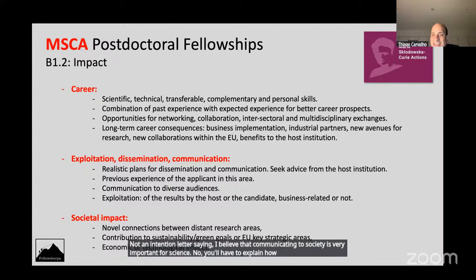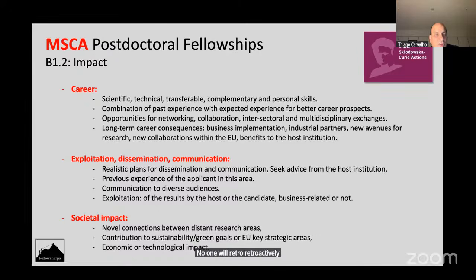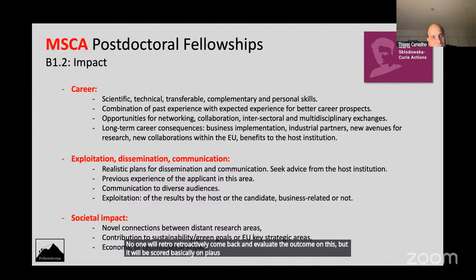And communication and dissemination are treated separately here. So dissemination is how it spreads in the research and development community, and communication is going to be how it gets out into society. You'll have to discuss the exploitation. It doesn't have to be for profit, but you'll have to discuss the potential for impact of your project and the potential societal impact. This is a lot. No one will retroactively come back and evaluate the outcome on this, but it will be scored basically on plausibility. You'll have to write here a story that is believable for a reviewer.